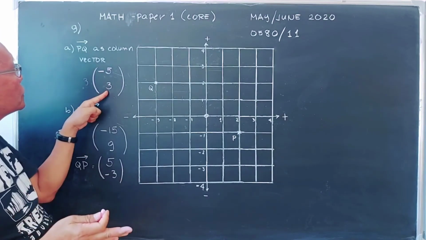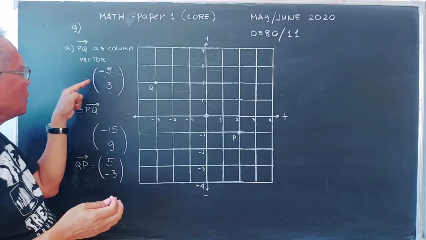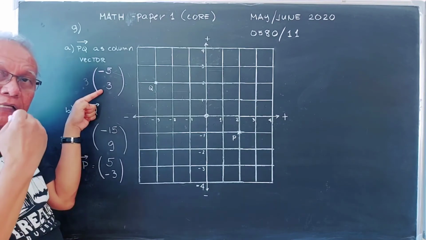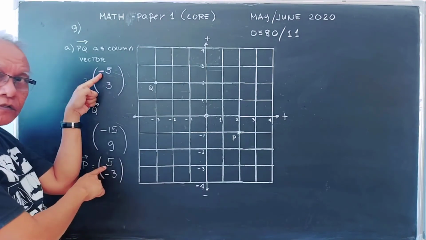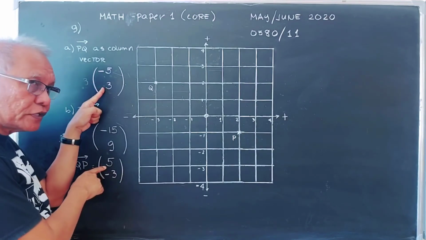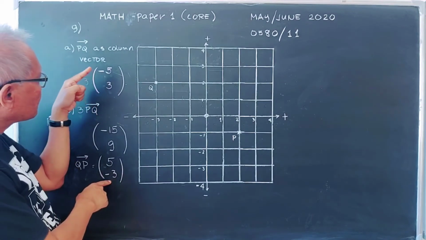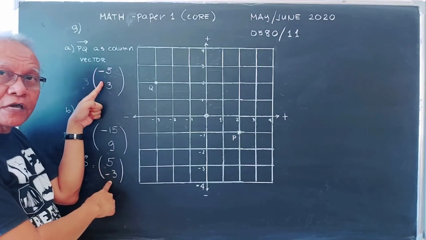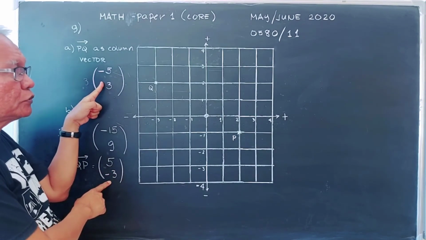Okay. When we have the opposite of PQ, which is -5, 3, when we have the opposite, vector QP, we multiply this by a negative. So negative times negative, you see it's positive now. Negative times positive 3 is -3. It means that this vector is opposite the direction of this vector, but they are of the same magnitude.